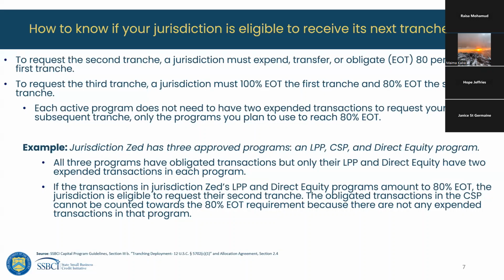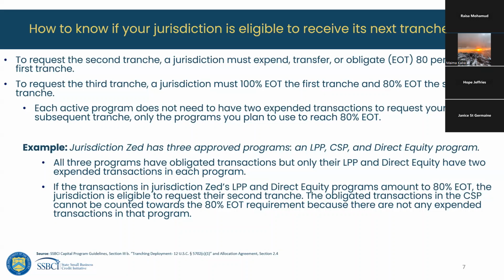So let's run through this example here. Jurisdiction Z has 3 approved programs: an LPP, a CSP, and a direct equity program. All 3 of these programs have obligated transactions, but only their LPP and direct equity have 2 expended transactions in the program. So if the transactions in Jurisdiction Z's LPP and direct equity program amount to the 80% EOT, then the jurisdiction is eligible to request their second tranche.